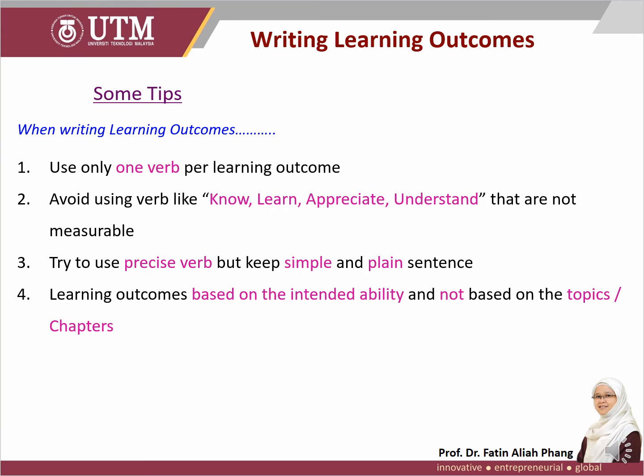Number 4, learning outcomes based on the intended ability and not based on the topics. So don't do one topic, one learning outcomes. If you have 14 topics, then you have 14 learning outcomes. That's too much for one course.